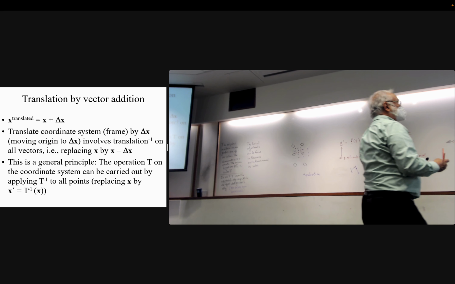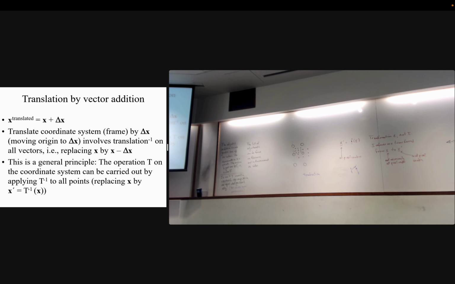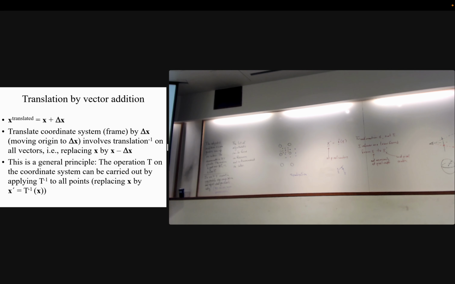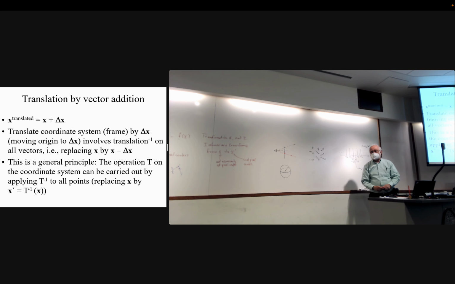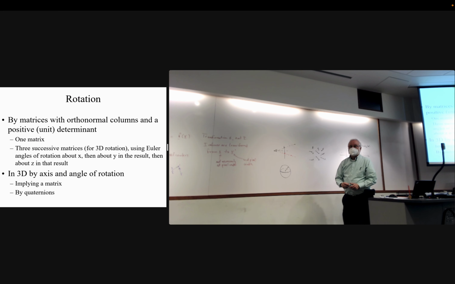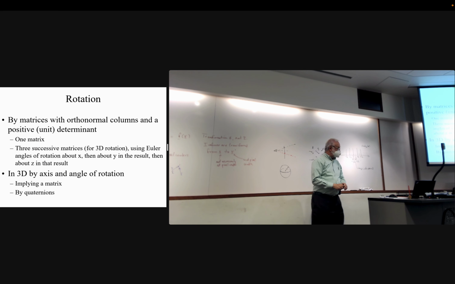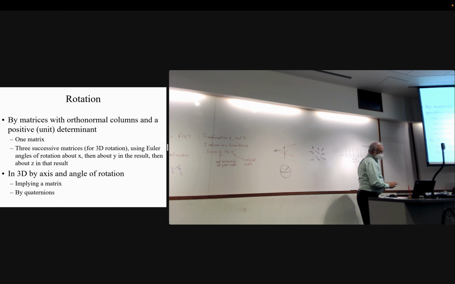Okay, so this slide is supposed to be both about what happens specifically by translation, but also this general principle of x prime equals T inverse. If you're not moving the points, but you're moving the values of the points to become positions, values in a new coordinate system, if the coordinate system is rotated. Okay? Okay, so let's talk about rotation now.